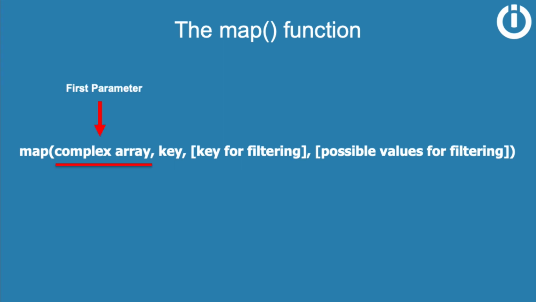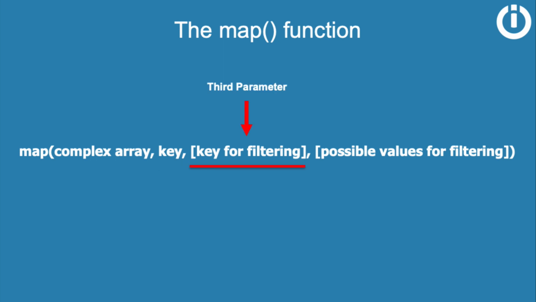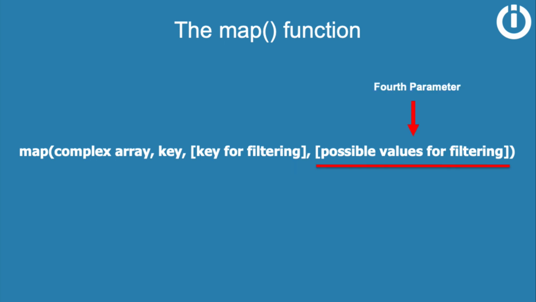Let's break down this function step by step so you can better understand how the filtering works. The first parameter that this function takes is the array you want to filter. The second parameter is the key, which defines the type of values you're searching for and want to retrieve from the array once it is filtered. The third parameter is the key you want to filter out the array by. The fourth parameter defines the value that the entries you filter need to have in order to be accepted.